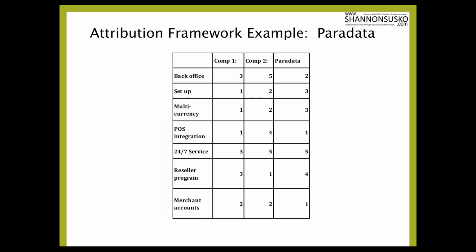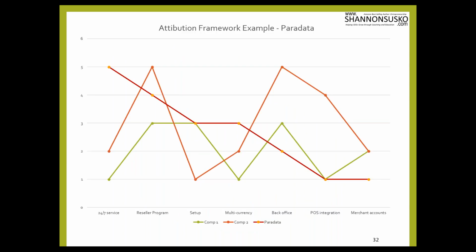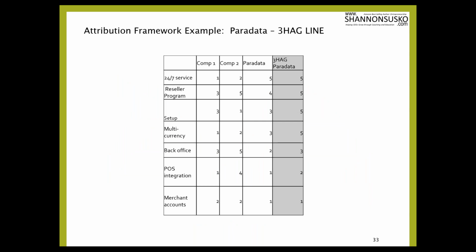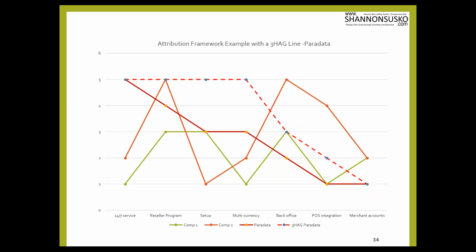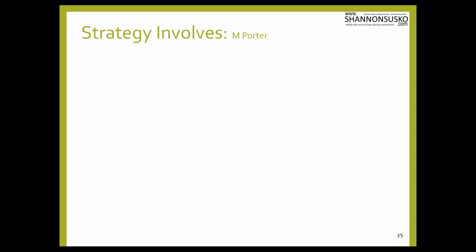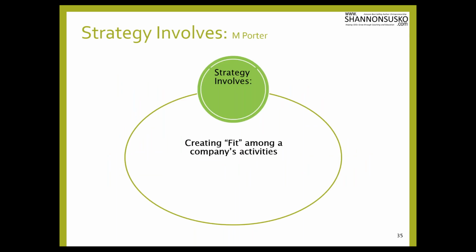So this is what we did in our attribution framework. We came up with how we rated against these characteristics, and then how our competitors rated, and we mapped the line. We then said, where do we think we should be playing in the marketplace according to who our core customer is. We actually came up with our line. And then, according to Michael Porter, we now need to create the fit among our company's activities. And this is all about what are the things we're going to decide to do.